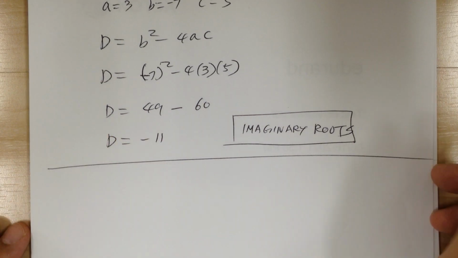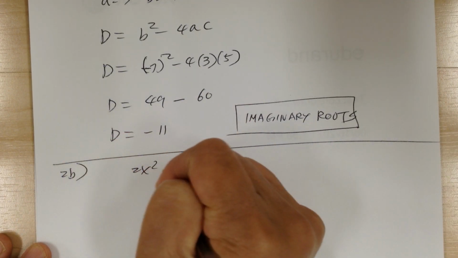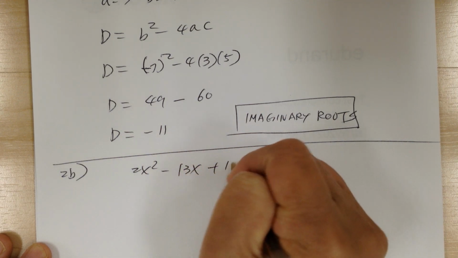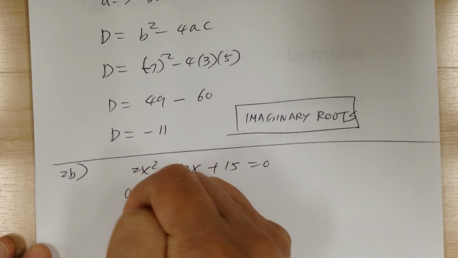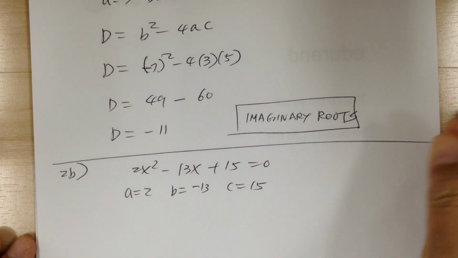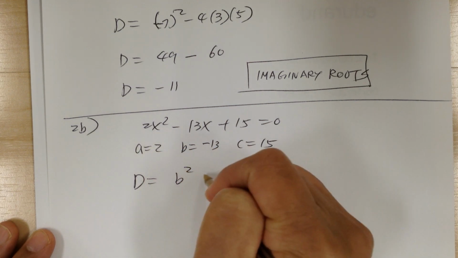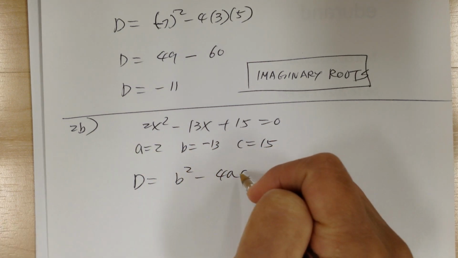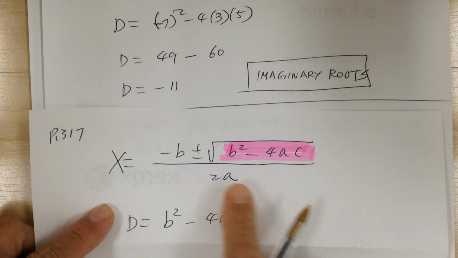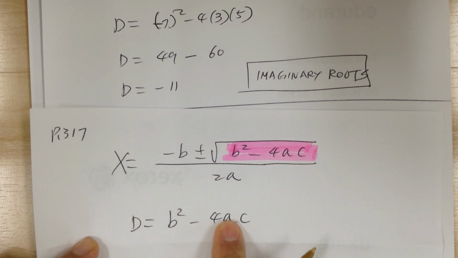Okay, let's go to 2b. You got 2x squared minus 13x plus 15 equal to 0. So a equal to 2, b equal to -13, c equal to 15. So again, let's go and find d. So d equal to b squared minus 4ac. Again, this came from the quadratic formula. So this is your d right over here. That's the d part.